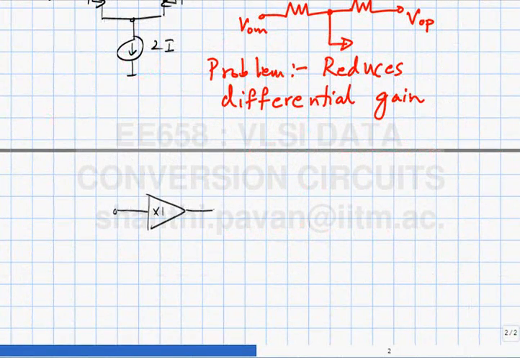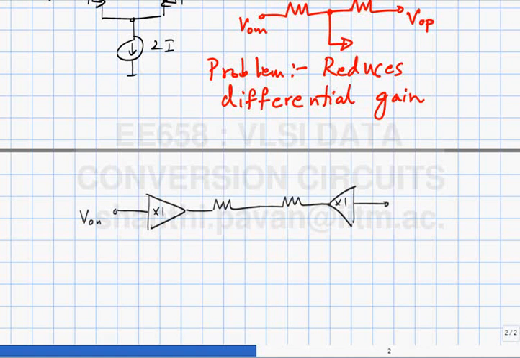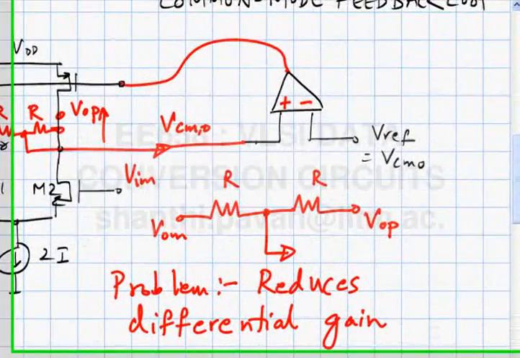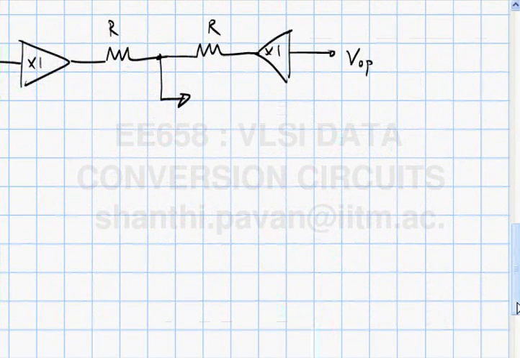If you put a voltage controlled voltage source, so this is VOM, this is VOP, this is R, this is R. So now you have a common mode detector where the output is proportional to the common mode, but the common mode detector does not load the differential mode signal paths in any way. So when you have differential mode signals, it makes sense.